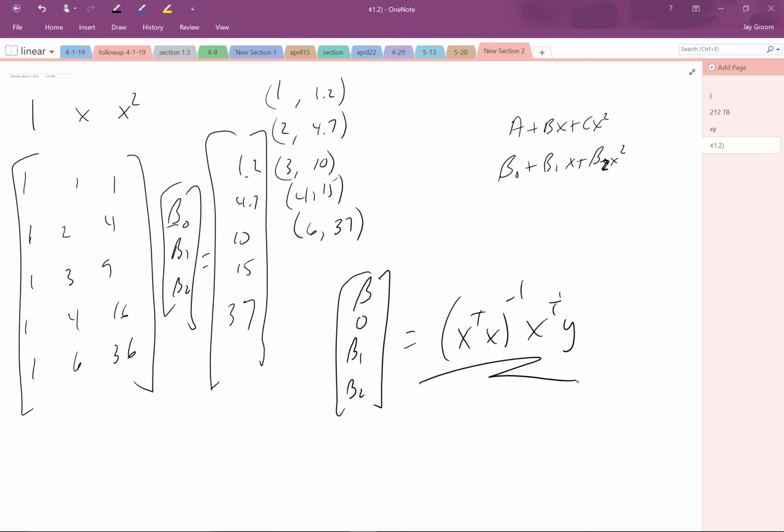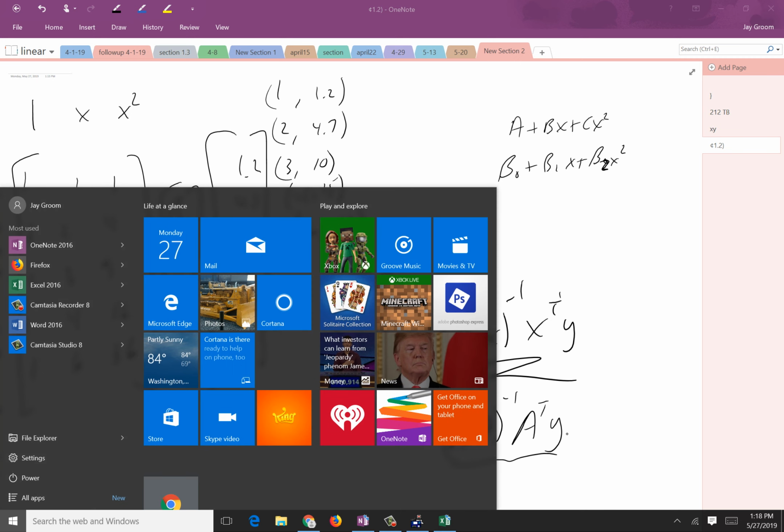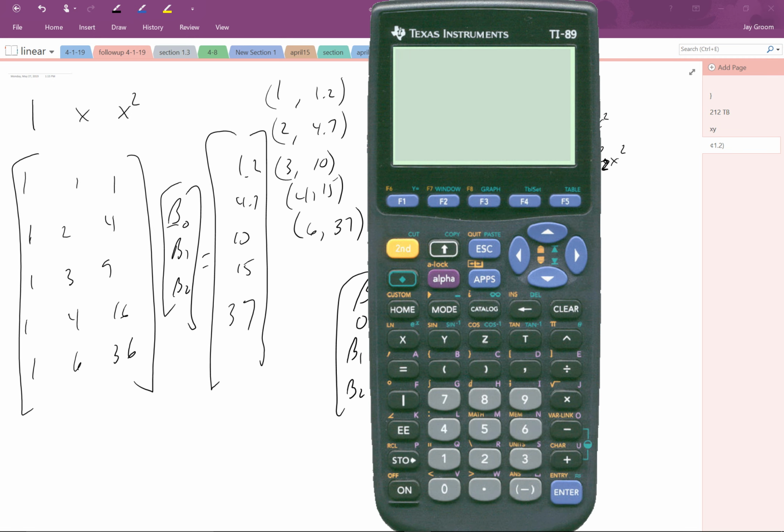Darn it! I've been calling this an A matrix. It is an A matrix, but you can call it an X if it makes you happier. I like the X's because it reminds me that it's the X's that are in that guy. Okay? Anywho, let's try this.